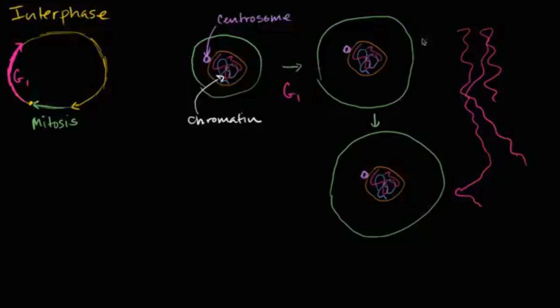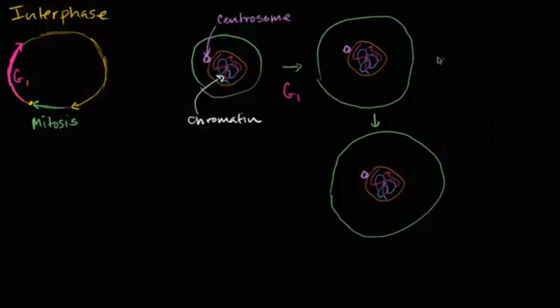But it was one chromosome before. It was one chromosome when it was just like this. And it's still one chromosome even though it's copied its genetic material. Let me draw this a little bit neater. So this is one chromosome right over here. And that one chromosome, after it's copied all of its genetic material, is still one chromosome. Now, there's two copies over here.